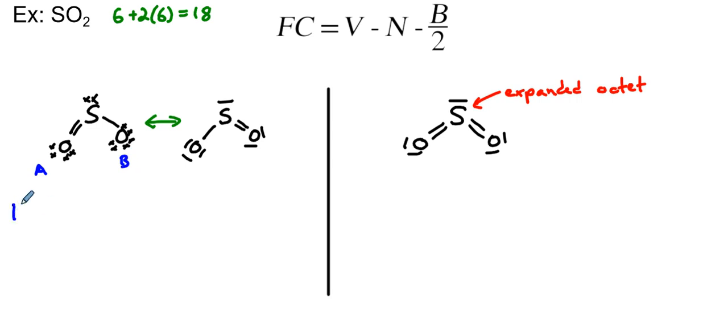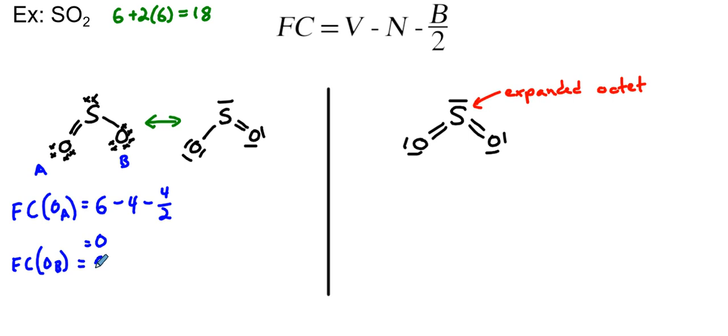So let's calculate the formal charge here for oxygen A. So number of valence electrons for an oxygen is 6. Subtract the non-bonding electrons. Well, I have 4. And we're going to subtract the bonding electrons. Well, I have 4 bonding electrons, 2 from each bond, and I'm going to divide by 2. So 6 minus 4 is 2, minus 2 equals 0. Okay, I'll try it again for oxygen B.